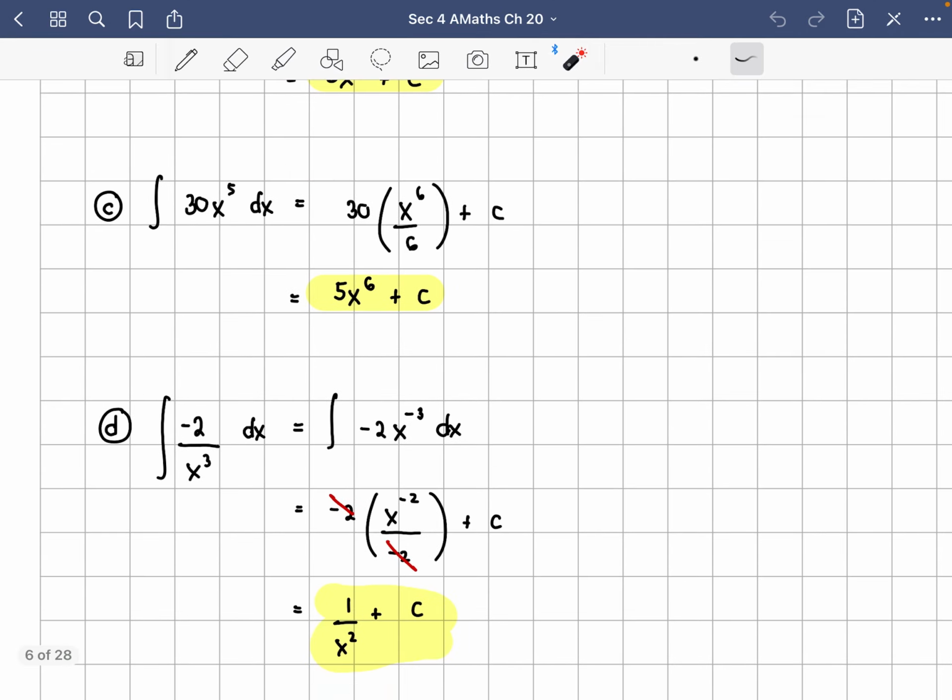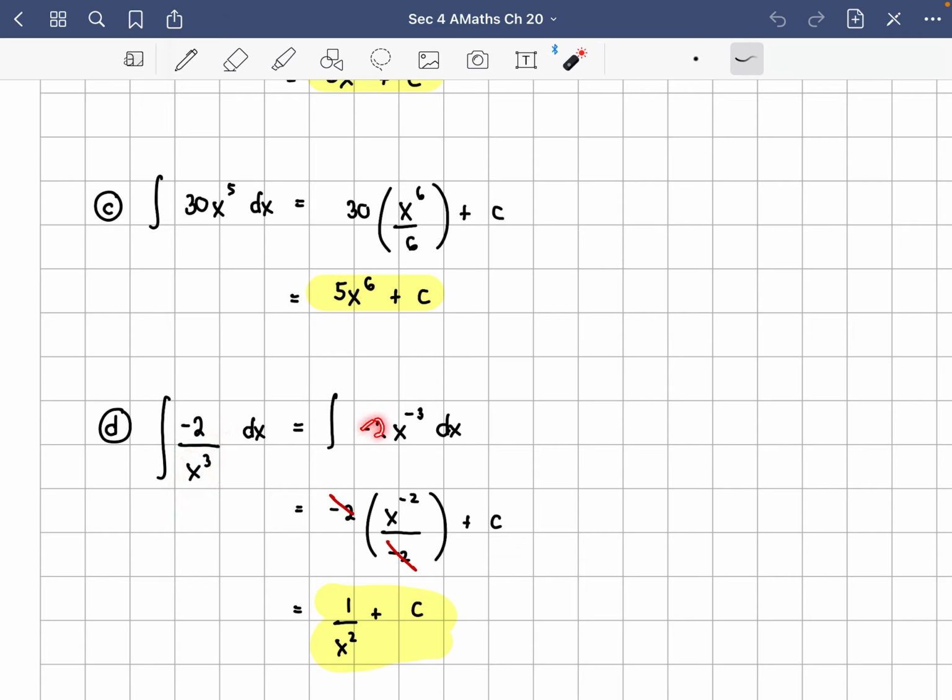Now, letter D is a fraction, okay? But in integration, we don't have a specific quotient rule or even a product rule. So what do we need to do when you're given something like this? We need to rewrite our question. So we need to remove the fraction by moving this x cubed towards the numerator. So this is our new question.